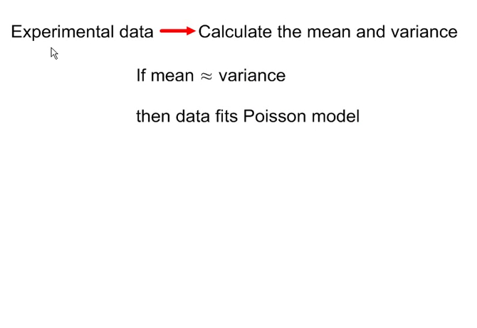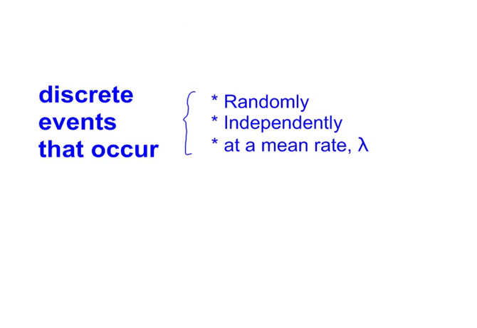So starting with some experimental data, we calculate the mean and variance for it, and if they're similar, then the data fits a Poisson model. To use a Poisson model, events must occur randomly, so there must be no pattern in the way events occur. So for example, modeling the flow of cars from some traffic lights isn't quite random if the traffic lights are on a timer.